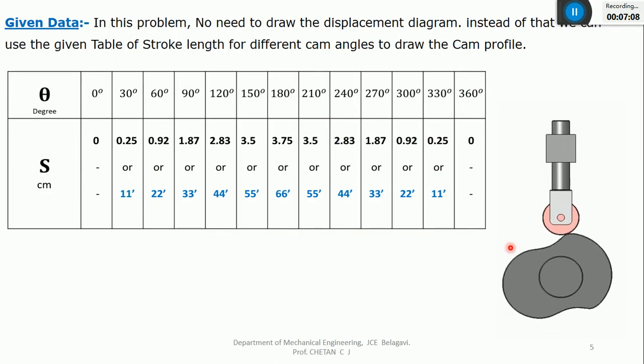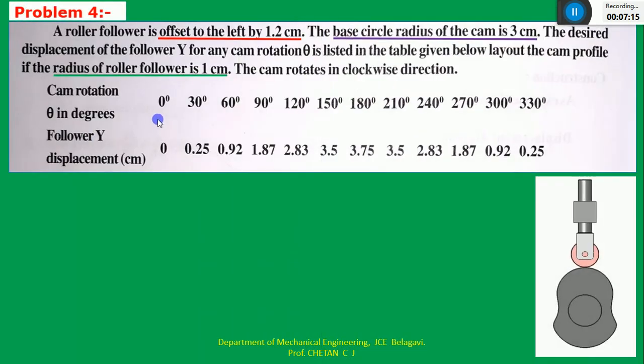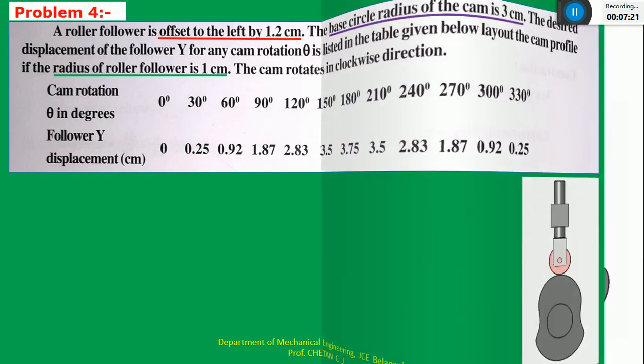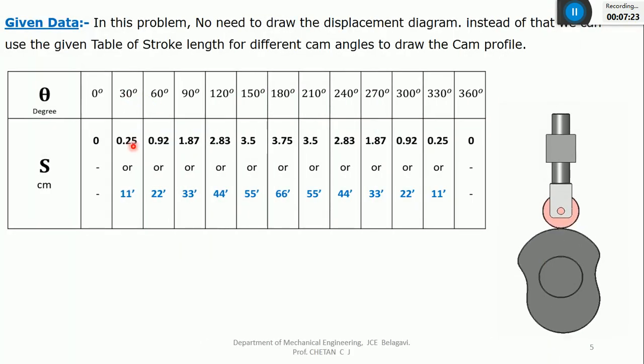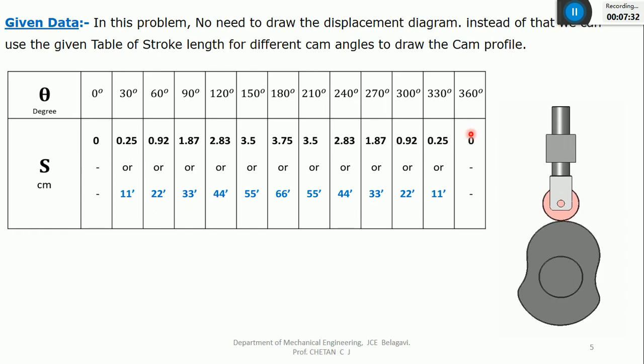So again, I'll write down the data. I'll copy the same data from the problem. For 0 degree, the distance is 0. For the 30 degree of cam rotation, the distance traveled is 0.25. Same thing, I'll copy 0.25, 0.92, 1.87. And the last one is not given. It is understood that it will come down to 0 mm, the initial point. It has started from 0 mm.